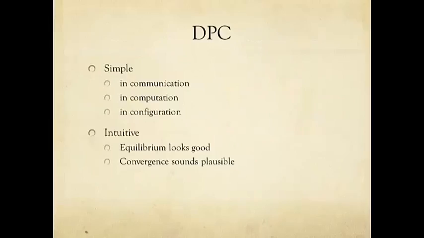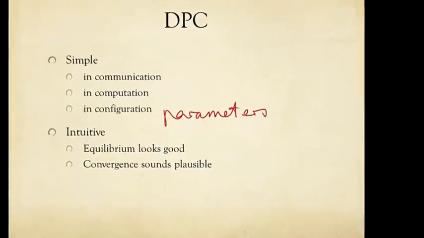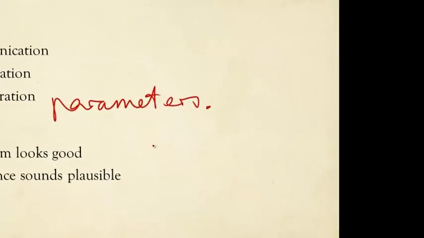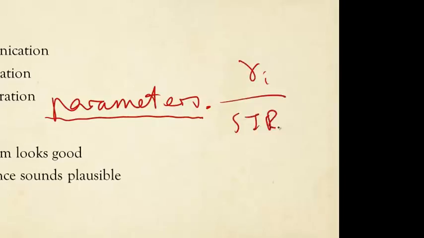Second, this is very simple in computation, where there's only one multiplication or division, right? And then it's very simple in configuration. What do I mean by configuration? A lot of times in an algorithm, I have a lot of parameters. Gain parameters are a typical example. Step size is a special case of that. We'll see many parameterized algorithms throughout the course. But this one actually has no parameters, right? The ratio between gamma and SIR itself is the gain.